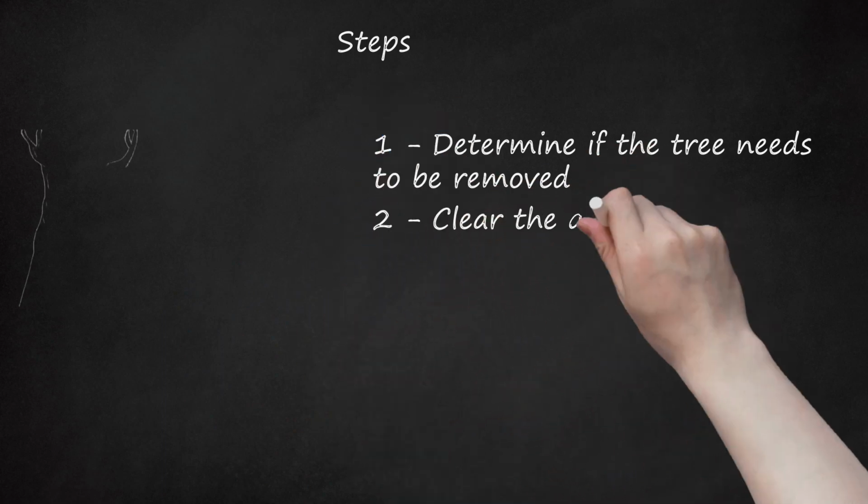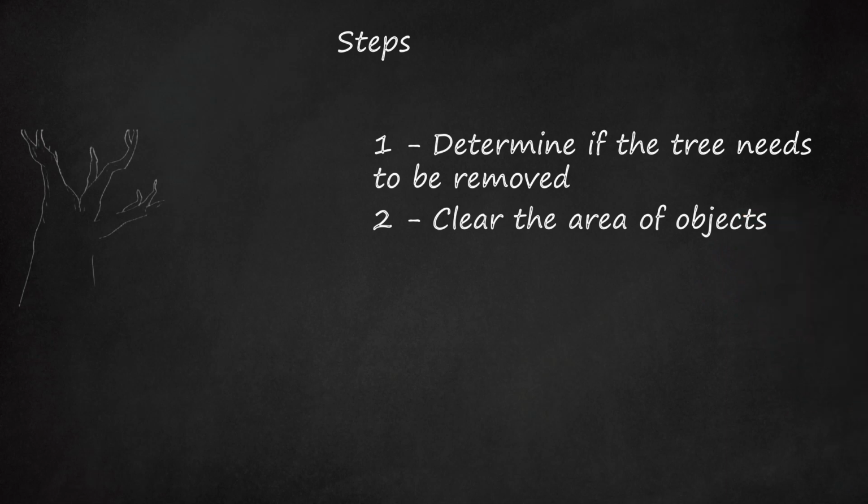2. Clear the area of objects. Check to make sure the tree isn't caught up in wires or other trees. Make sure there is room for the tree to lie flat on the ground. This might involve estimating the height of the tree.